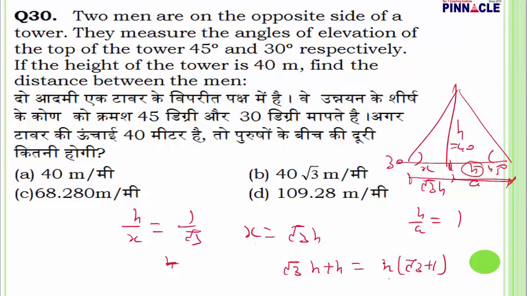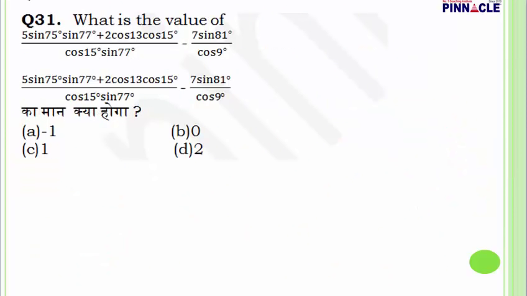So 40 into 1.732 plus 1. That is 2.7 something, you can write 2.7 something into 40. It should be equal to 109 something. Answer is D.